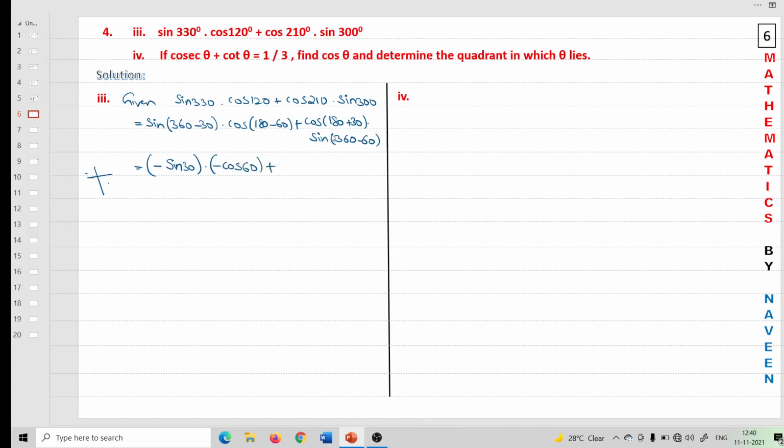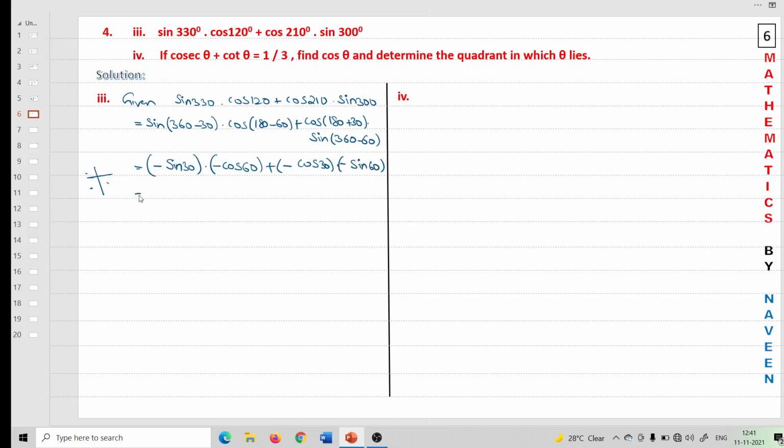Plus cos(180 + 30) is in the third quadrant. In the third quadrant cos values are negative. So minus cos 30, into sin(360 - 60), which is in the fourth quadrant. In the fourth quadrant sin values are negative. So minus sin 60.